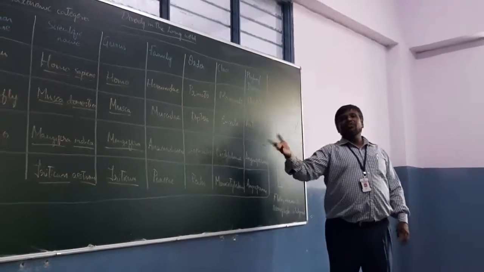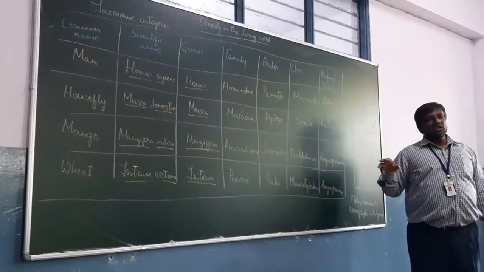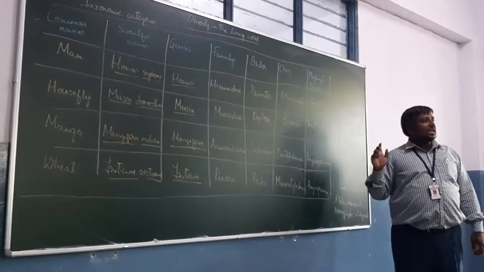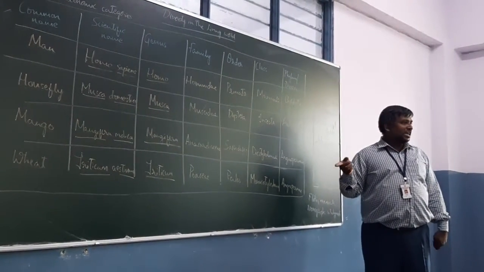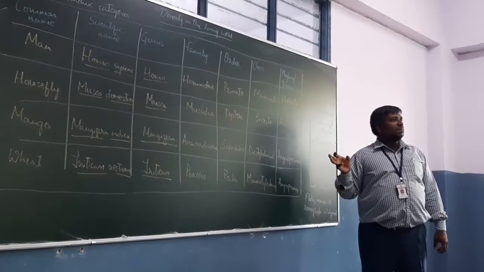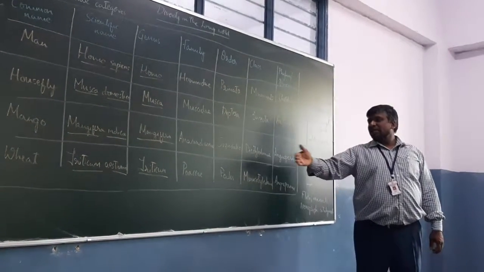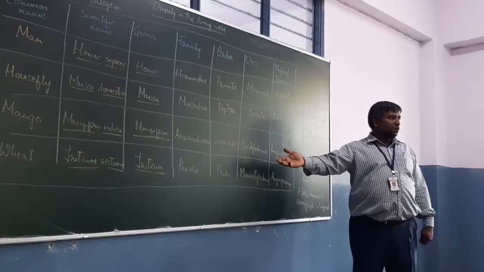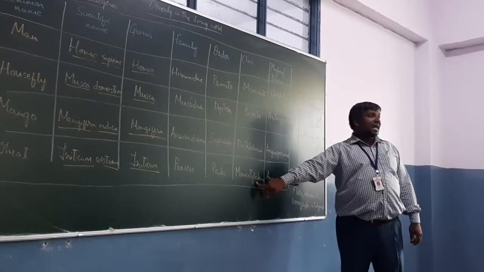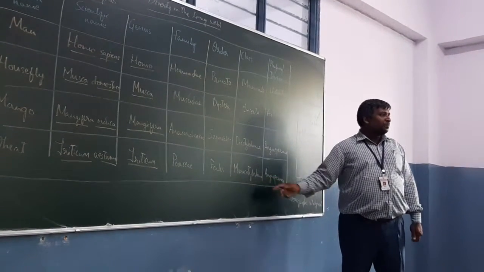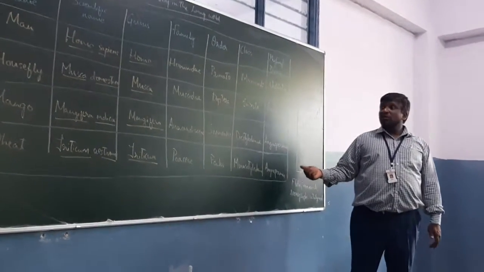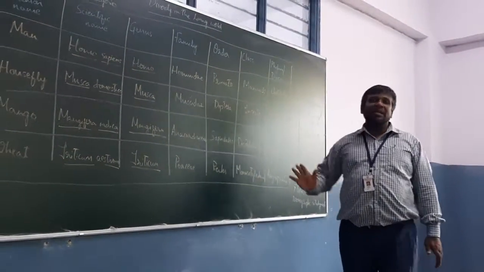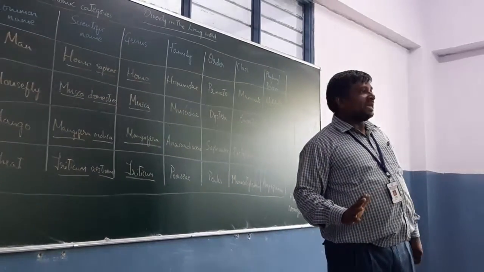Similarly, wheat. The scientific or biological name is Triticum aestivum. The genus is Triticum. It belongs to the family Poaceae, or grass family. Order is Poales. And class is Monocotyledonae. Division is again Angiosperm, flowering plants. So these are the examples that you have to remember regarding the taxonomic categories.